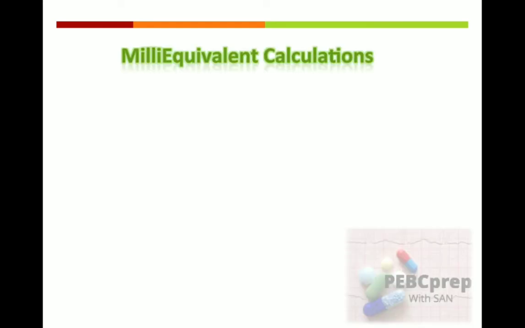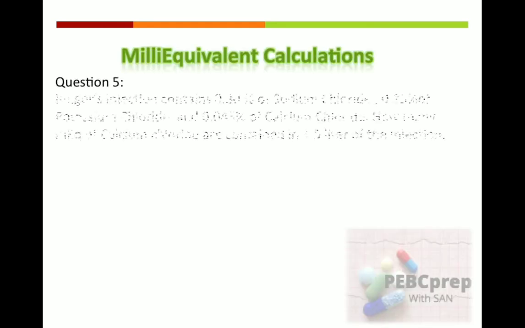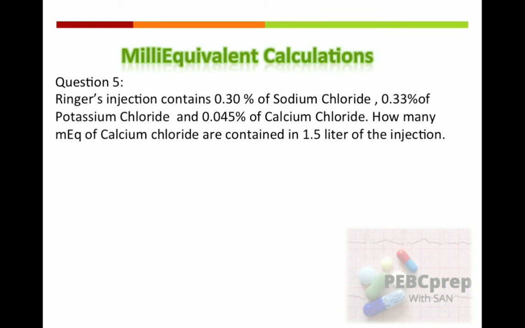And another example, which is a little tough, but in exams actually questions come like this. So Ringer's injection contains 0.30% of sodium chloride, 0.33% of potassium chloride and 0.045% of calcium chloride. How many milliequivalents of calcium chloride are contained in 1.5 liters of the injection?